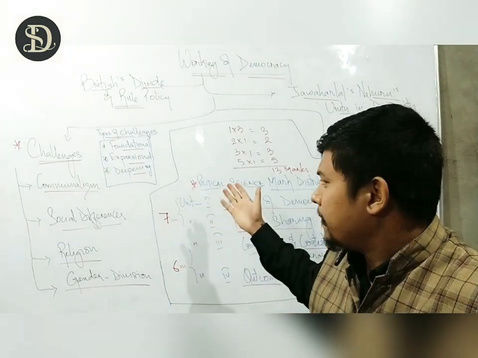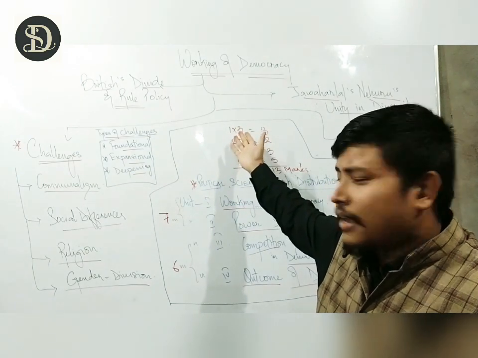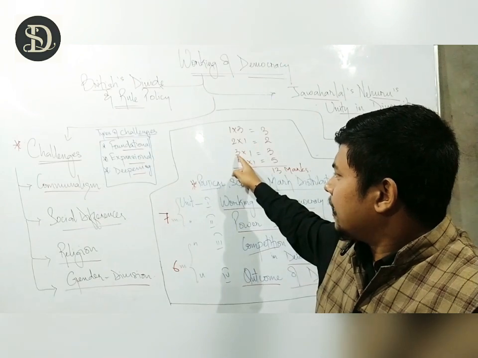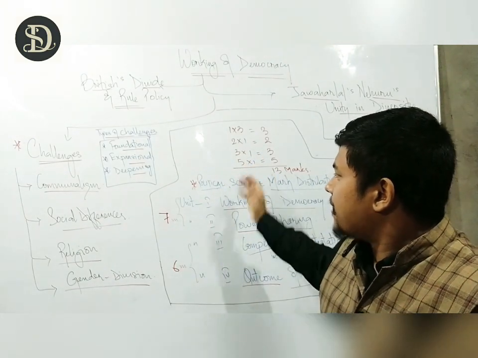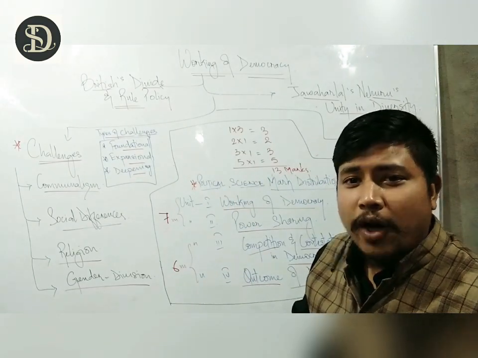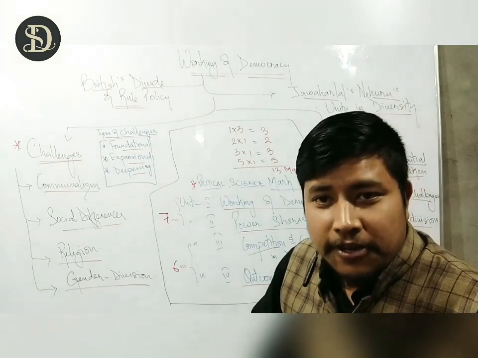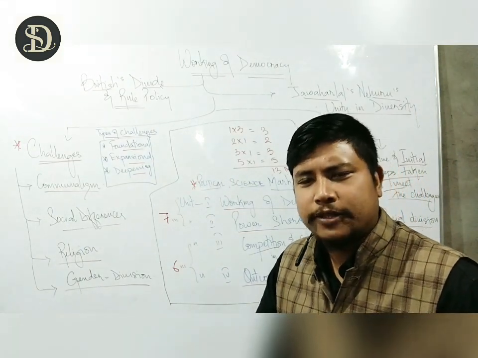Let me just give you out: for 1 mark there will be 3 questions, for 2 marks there will be 1 question, as well as for 3 marks you'll have 1 question too, and for 5 marks you'll have again 1 question. So altogether, if you add up, you'll have 13 marks for political science, which is very important.